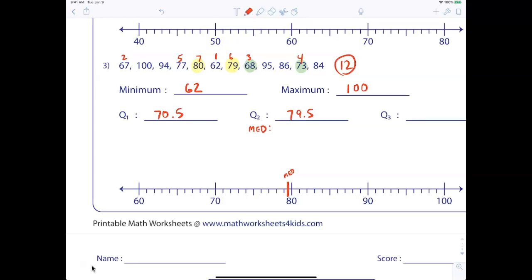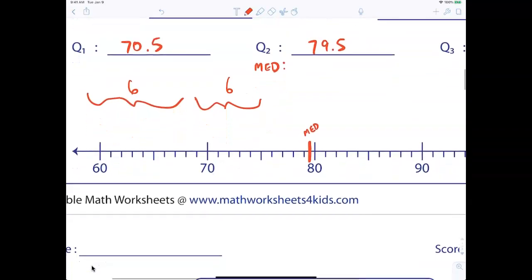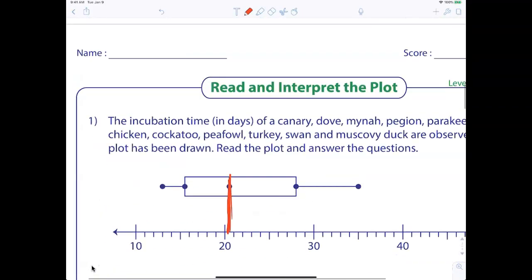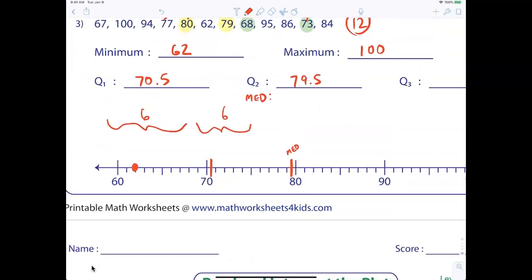Because there's 12 numbers, right? So there would be six here, and six here, right? So what did we say that was? 70.5, right? So now I'm going to 70.5 and trying to draw the same line. And what's the lowest point? The minimum is what? 62. Now, I think I said draw a line before, but I really want you to draw a dot. Let's look at what they did. Yeah, they drew dots. Okay, so put a dot on 62.